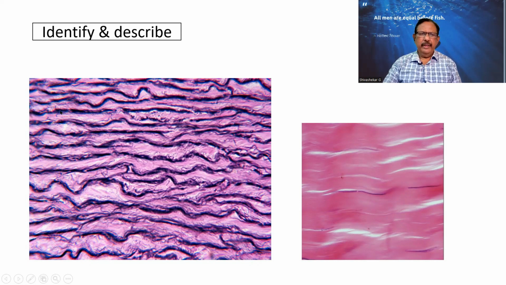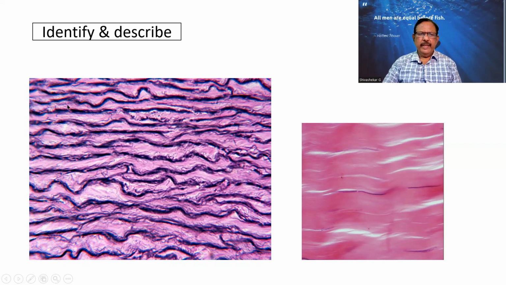And here again, look at this. Forget the dark blue lines, these are black lines rather. In between, I am able to find the pink material that I see over here, slightly wavy, hardly any nucleus. The waviness you can appreciate. So this is also collagen.